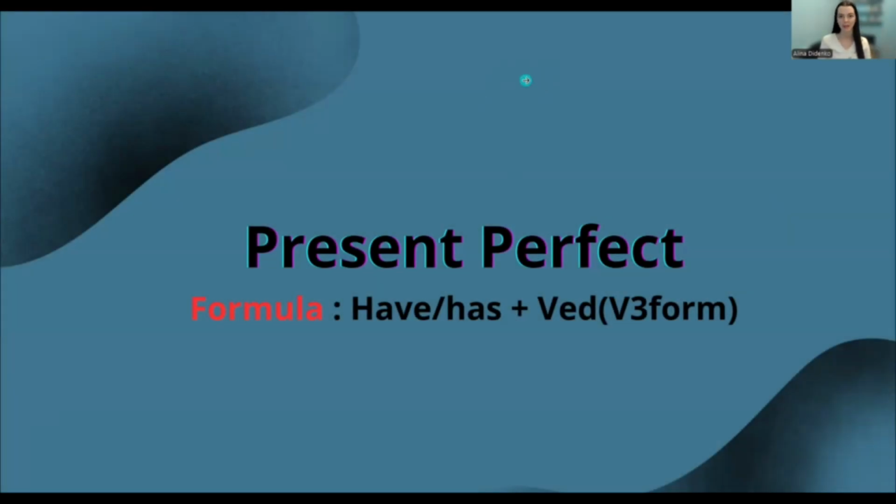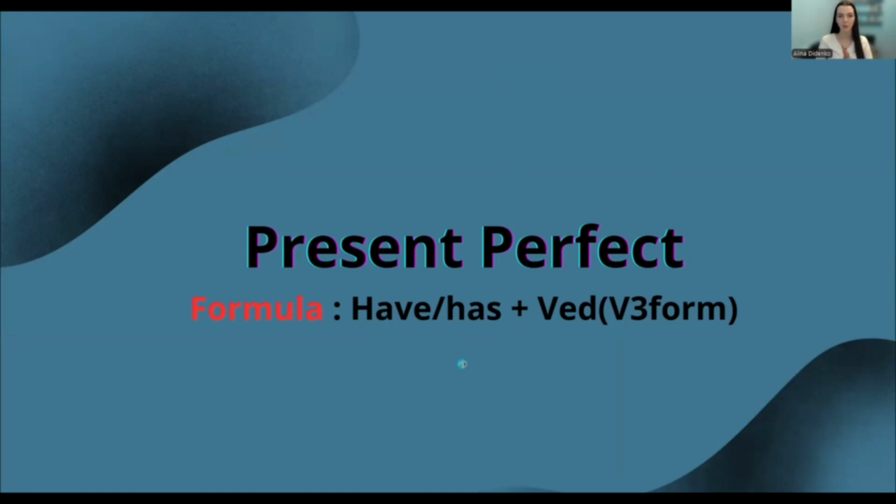Today we are going to make a lesson for B1 level. Namely, it's going to be focused on the topic of present perfect. So let's get started. The first thing that I want to highlight is the formula of that. How to create that? Have or has?